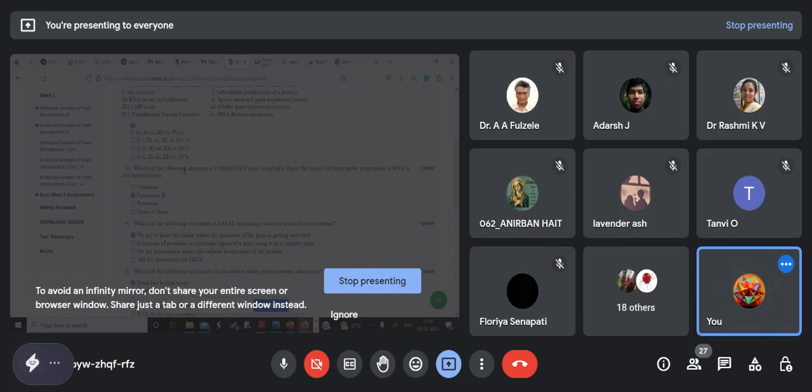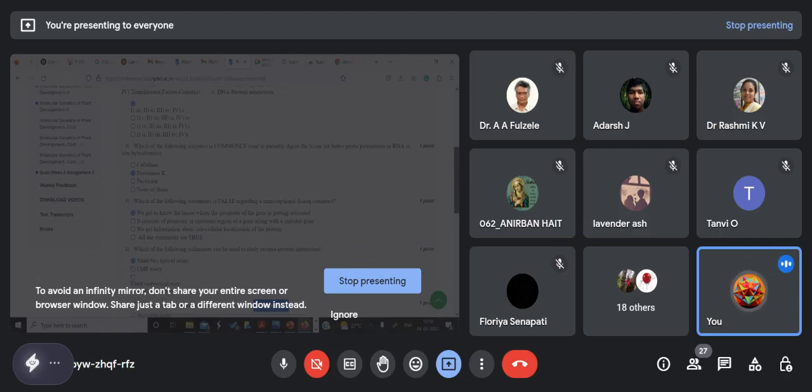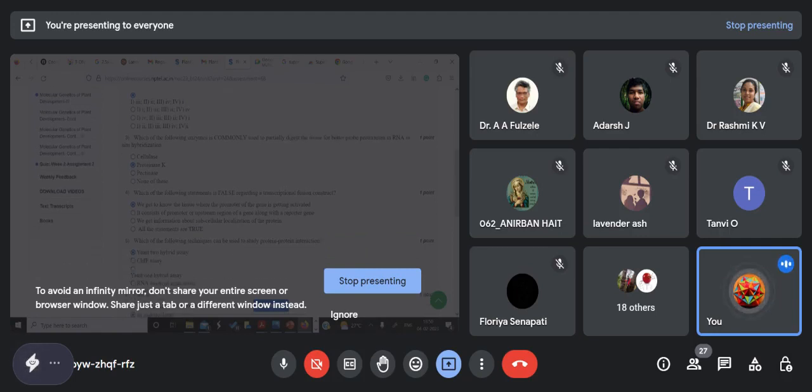Okay, and then which of the following enzymes is commonly used to partially digest the tissue for better penetration in RNA in situ hybridization? It is proteinase K. It's a protease which gets rid of the unwanted proteins for better binding with the RNA. That is something very straightforward.